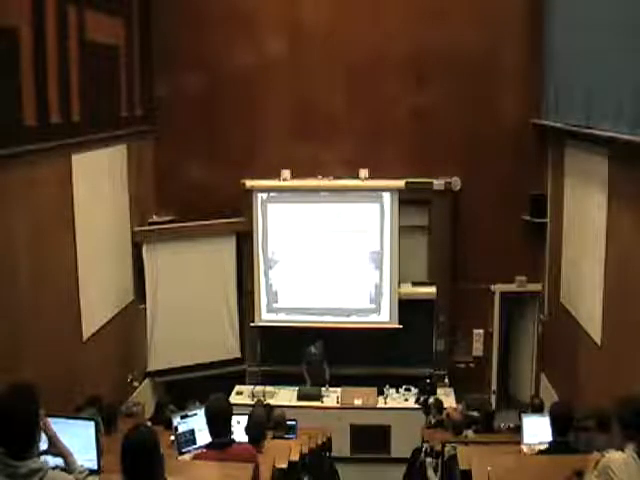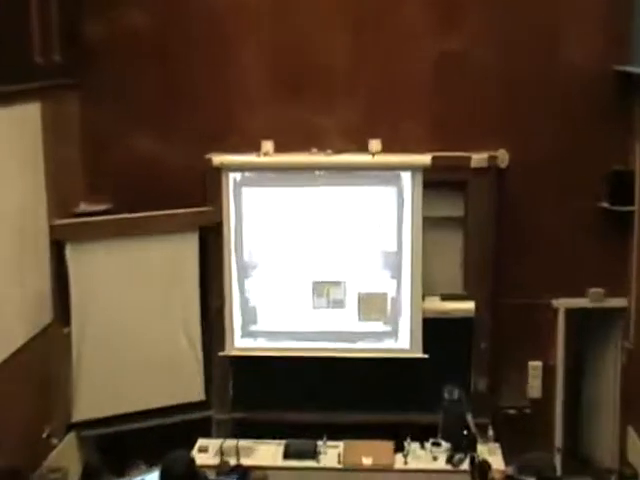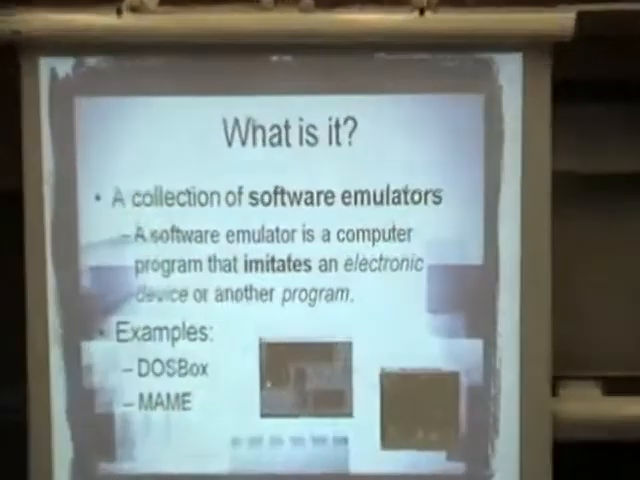Well, Rich Objects is a collection of software emulators. A software emulator is a computer program that imitates the behavior or the functionality of an electronic device or another computer program. The most common types of emulators are those that imitate computers and video game consoles, and I think it has to do with the fact that they let you run all software on modern computers. So here we have two examples of emulators. You may know them. The one at the left is called DOSBox, and it is an emulator that imitates the behavior of a complete PC system.